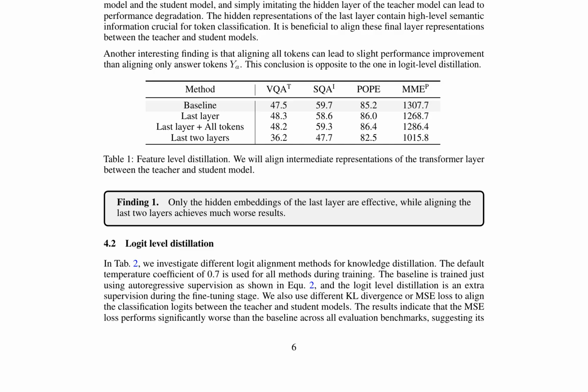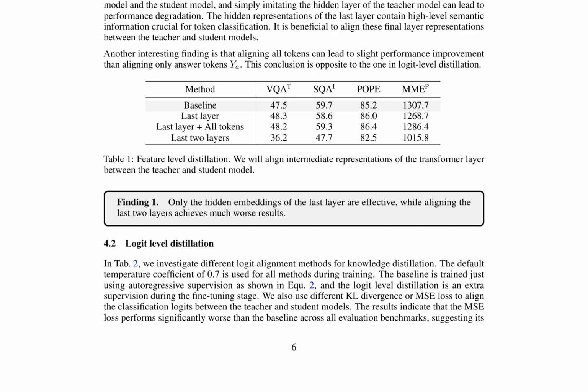The findings indicate that aligning only the last layer yields better results than aligning the last two layers, which leads to significantly worse performance than the baseline. They also observe that aligning all tokens can lead to slight performance improvement compared to aligning only answer tokens.